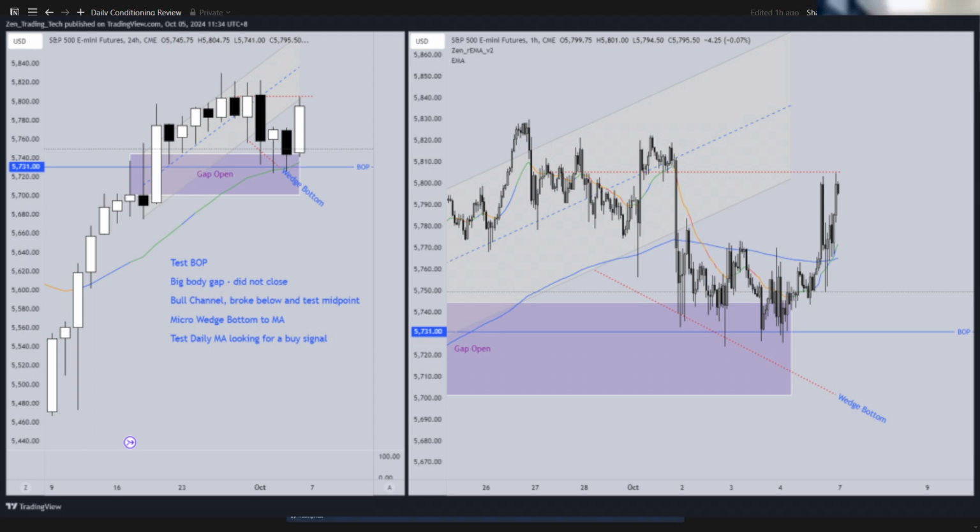Okay, so we can still see that breakout point from before. What else can we see? We've got this big gap that did not close. Well, I can also see this is a channel. So we had a bull channel.